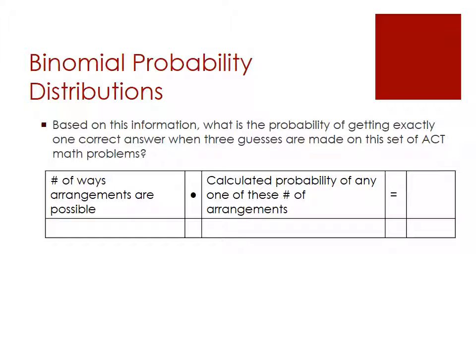So here we're going to plug in 3. Remember, we had 3 possible arrangements that we just went through, and then we're going to multiply it by the probability of any one of these arrangements, which is 0.128. We plug those into this table and run our calculations, and we get 0.384. So this is the probability of getting exactly one correct answer when 3 guesses are made on a set of 3 ACT math problems.